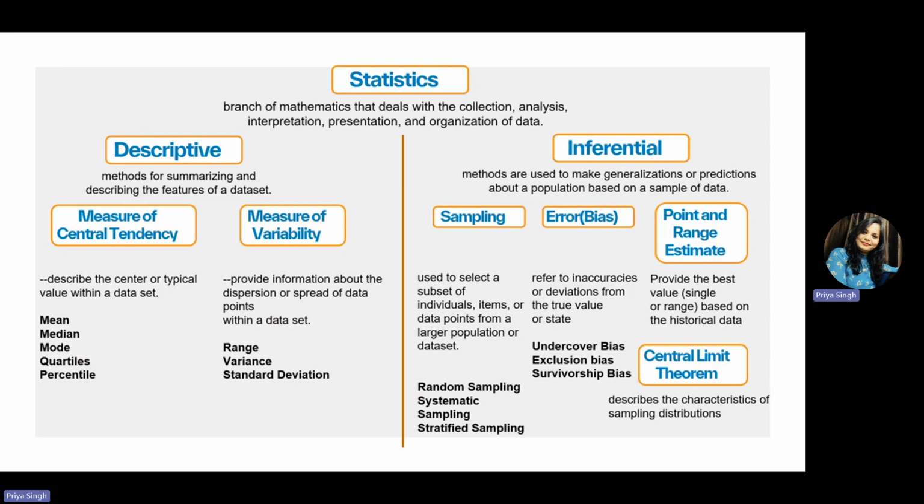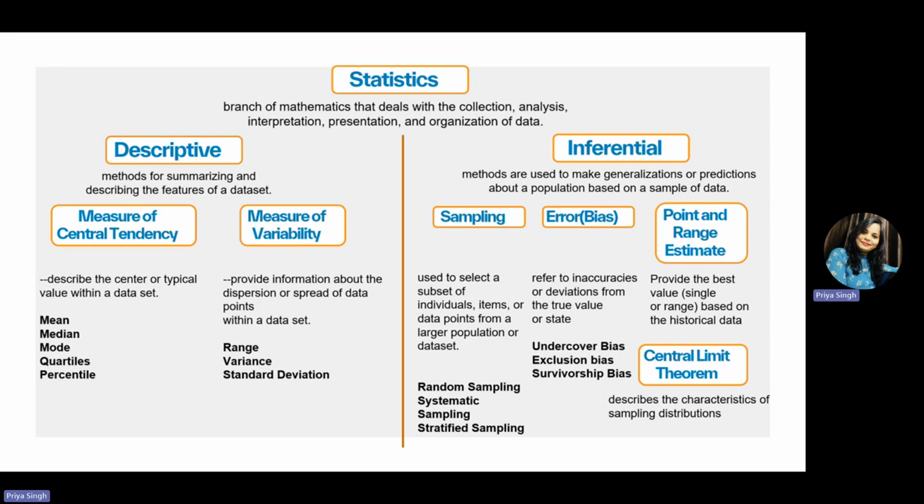Let's say you have a data set. When it comes to descriptive statistics, it means you are thinking of a snapshot of your data. You're just summarizing the features of the data. Okay. Second is inferential statistics. So this is a bit more advanced. It is used to make generalizations or predictions about a large population based on sample data.